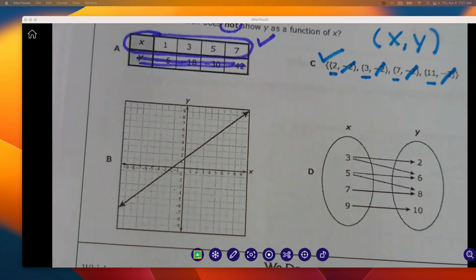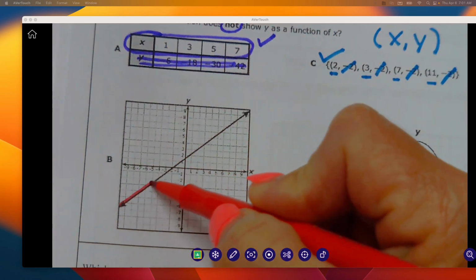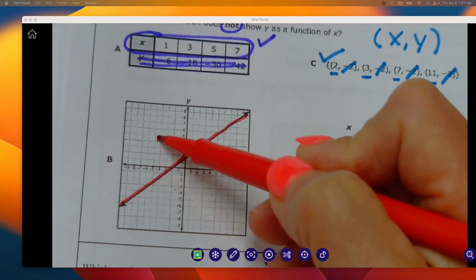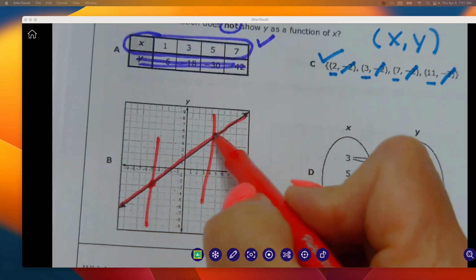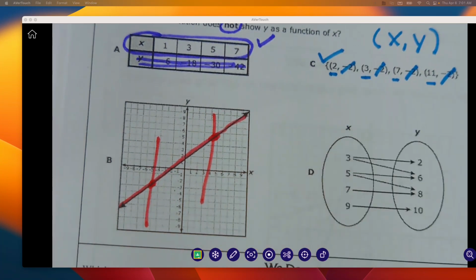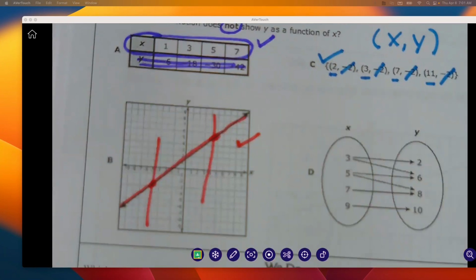Okay? When there is a graph, remember, with a graph, you do the vertical line test. And we've got to make sure that it only crosses through one time. So when we do this vertical line test, we're looking at this line here. When we do the vertical line test, it only hits once. So no matter where we do that vertical line test, it's only hitting once. Okay? So yes, this is a function.